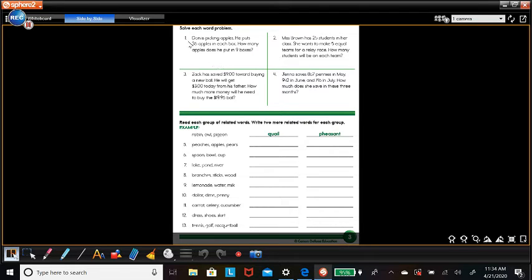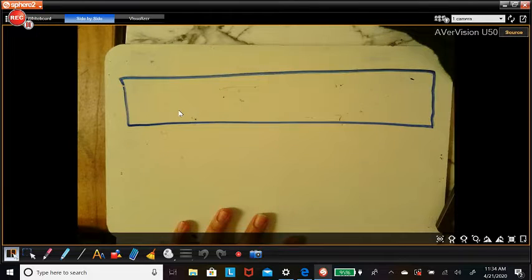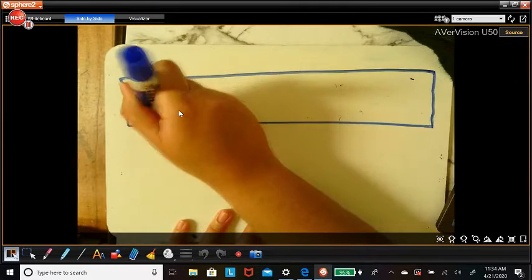Problem number 1. Don is picking apples. He puts 36 apples in each box. How many apples does he put in 9 boxes? So I'm going to draw a tape diagram. It was talking about 9 boxes. So I'm going to make my 9 boxes.